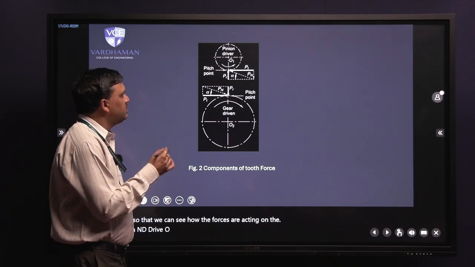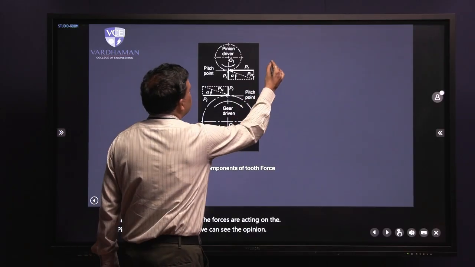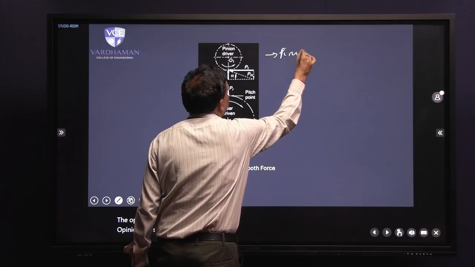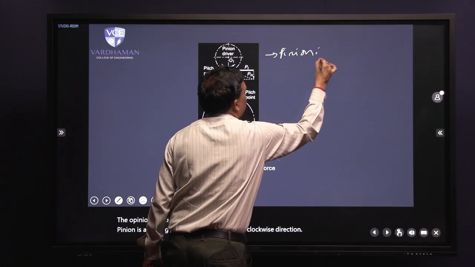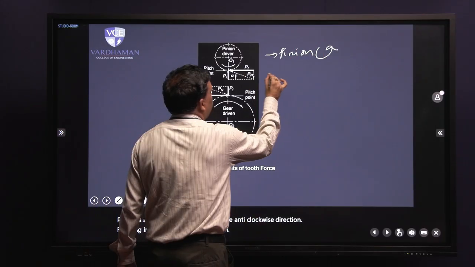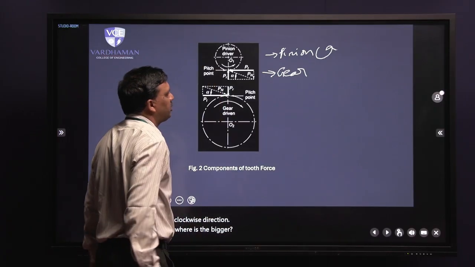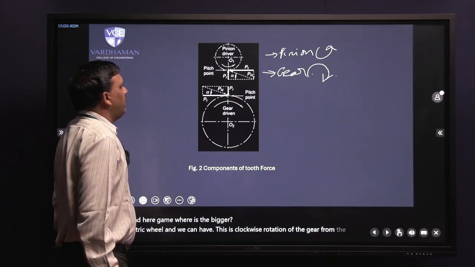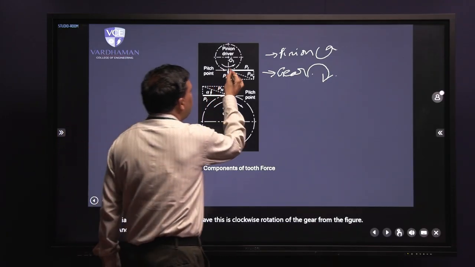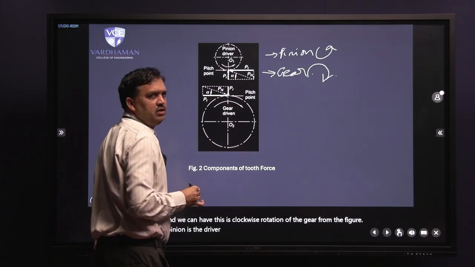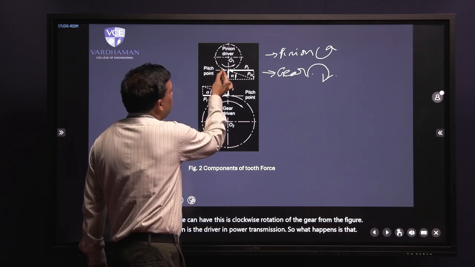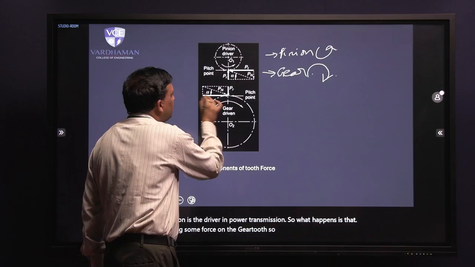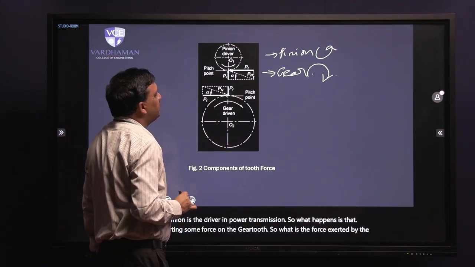Here we can see the pinion is the small gear, rotating in the anti-clockwise direction, and the gear is the bigger diameter wheel, and from the figure we can see this is the clockwise rotation of the gear. While the pinion is the driver in power transmission, the pinion is exerting some force on the gear tooth. So what is the force exerted by the pinion on the gear tooth? That is important for us.